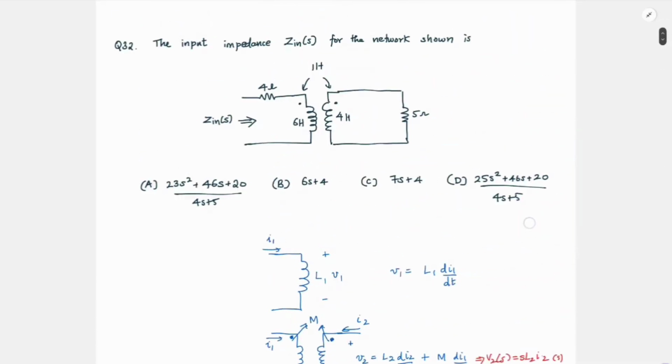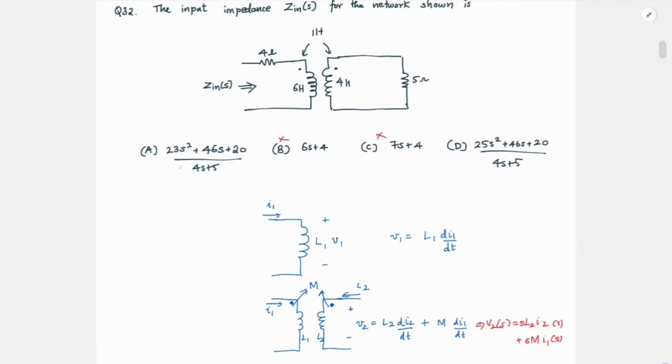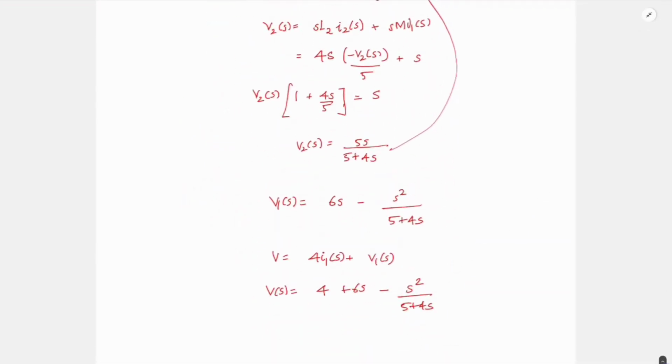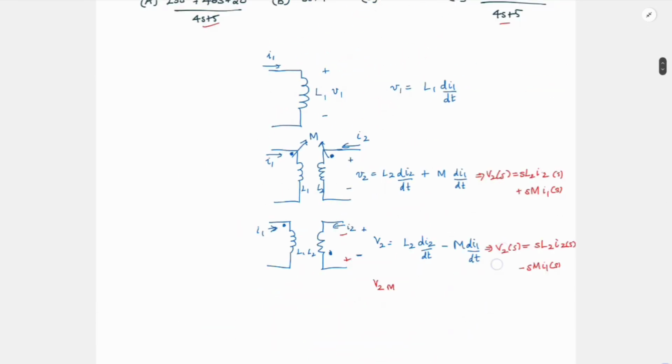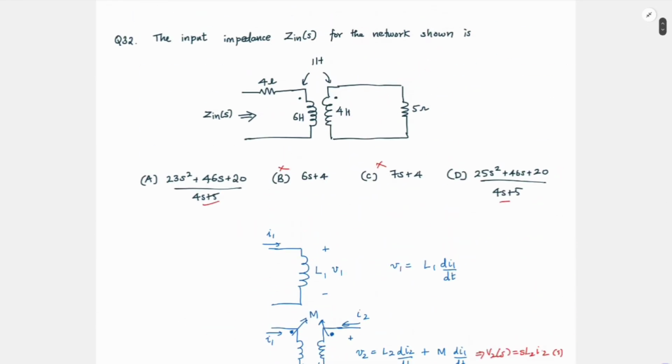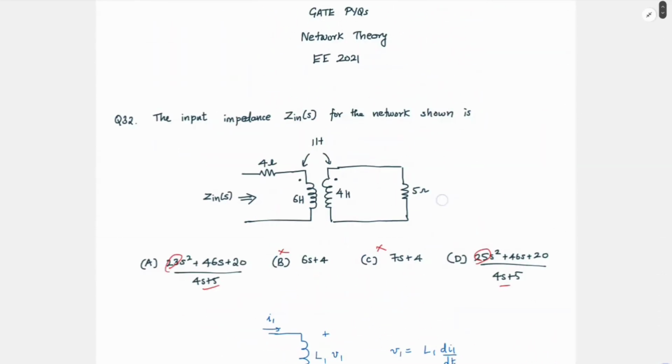If you go back to the options, these are not my options, so I need to check between this and this. The denominator is the same, so I have to simplify this to arrive at the answer. I will get 20 plus 16S plus 30S plus 24S squared minus S squared, by 4S plus 5. This is nothing but 23S squared plus 46S plus 20 by 4S plus 5. This is my answer. Both options have everything the same except for the S squared term. We got 23, so 23 is the correct answer.